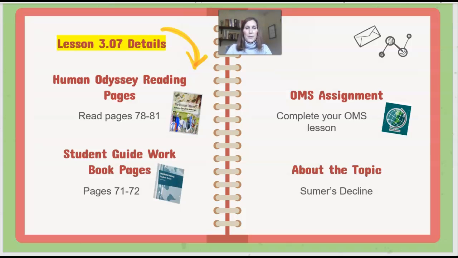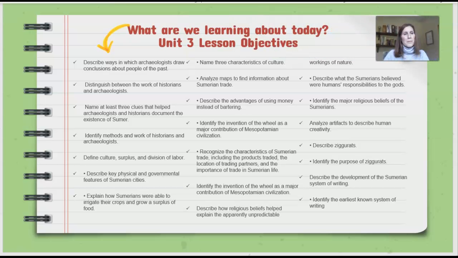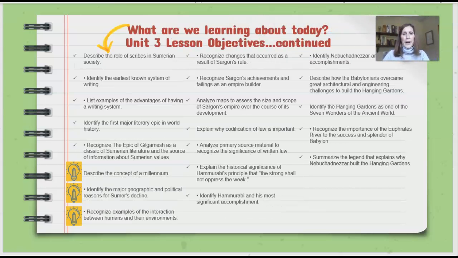And then about the topic, we're going to be talking about Sumer's decline. As with all ancient civilizations, there's a high point, a middle, and a low, and that's where we're at. We're at Sumer's low, the decline. So we're going to our objectives for today: describe the concept of a millennium, identify the major geographic and political reasons for Sumer's decline, and then recognize examples of the interaction between humans and their environments.